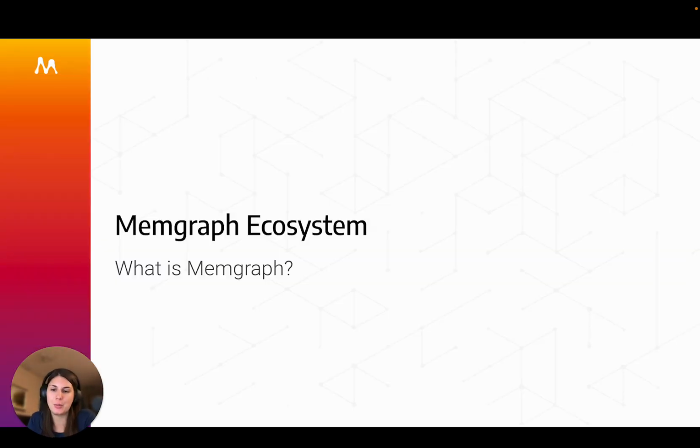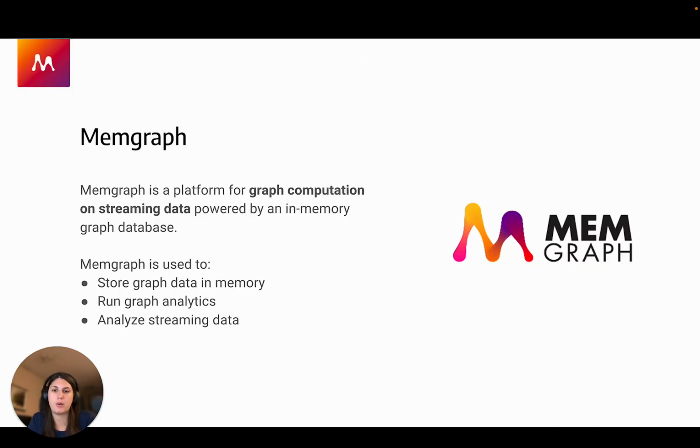Okay, now let me tell you a bit more about Memgraph. We need to first learn what it is in order to use it with Python, of course. So a bit about Memgraph. It is a platform for graph computation on streaming data, and it is powered by an in-memory graph database. This database is actually implemented in C++, but we allow you to create different kinds of modules and procedures in Python, which is familiar to you, and we also have a Python client called GQLAlchemy. I will talk a bit about it in the next slide. So Memgraph is used to store graph data in memory. It is used to run graph analytics, and it's used to analyze streaming data.